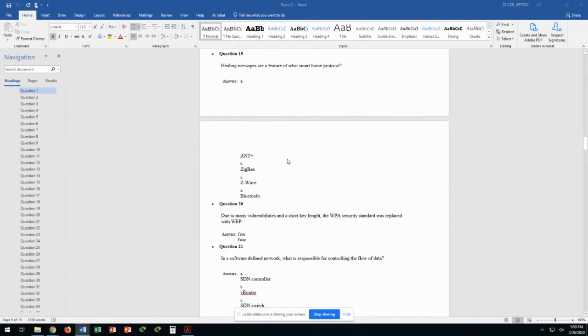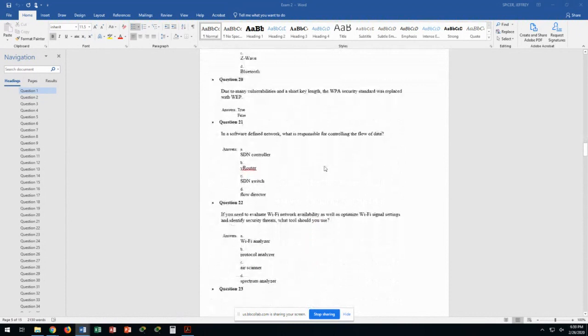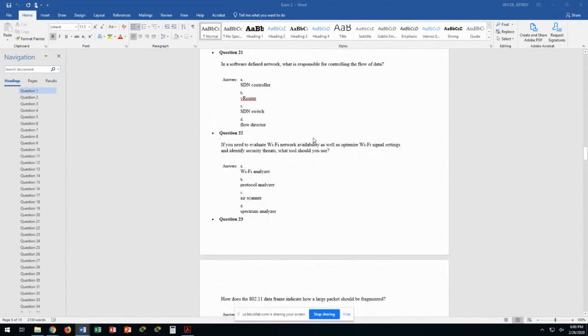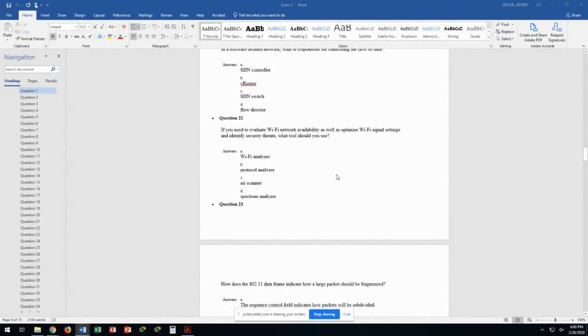Number 19. Healing messages are a feature of what smart home protocol? Z-Wave. Excellent. All right. Back up front, Jeremy. Due to many vulnerabilities and a short key length, the WEP security standard was replaced with WPA. False, right? That should be a strong false. All right, 21. In a software-defined network, what is responsible for controlling the flow of data?